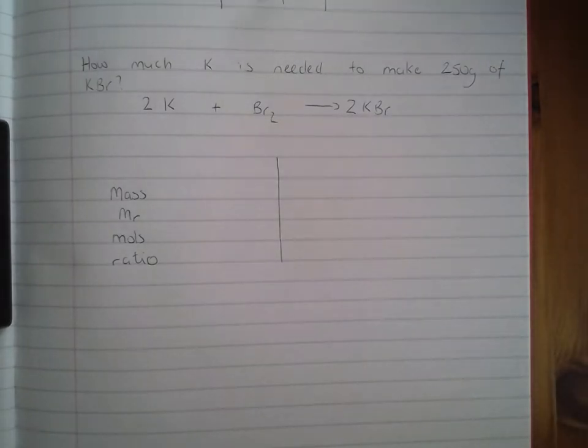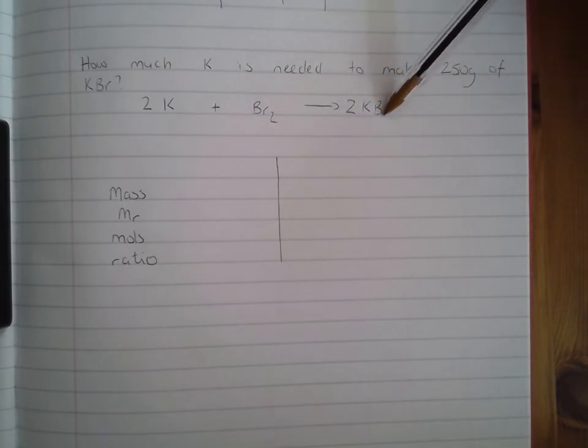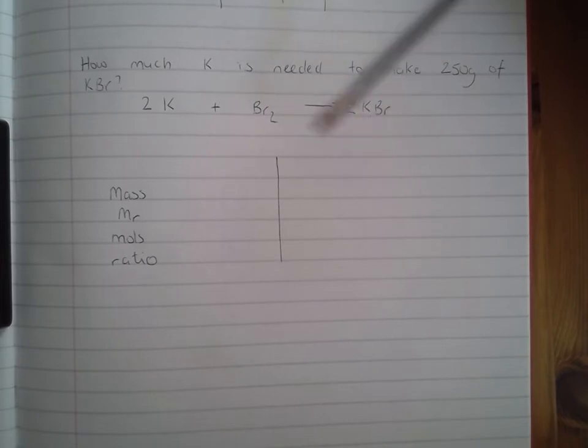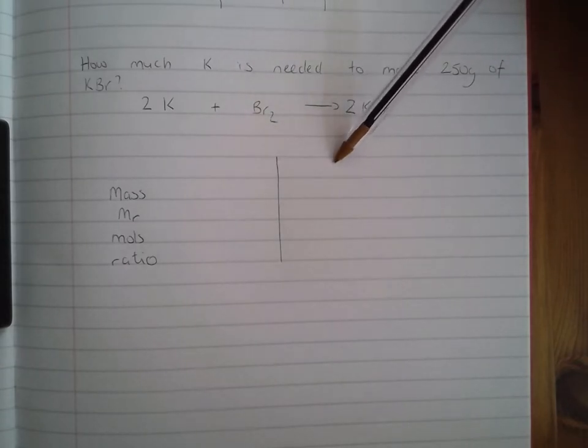Okay, we're using a different chemical equation here, and I'm asking you how much potassium, K, is needed to make 250 grams of potassium bromide, KBr. And I haven't filled in the table, so you're going to need to do that yourself. You're going to need to look at these 3 things and figure out what you're being asked about and what you're given information about, and then you need to fill in the table.